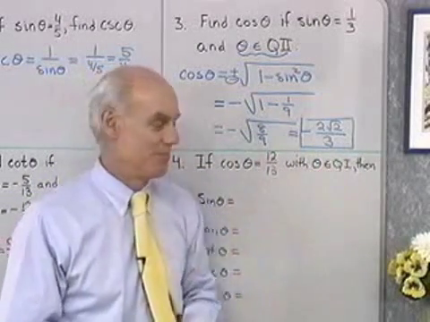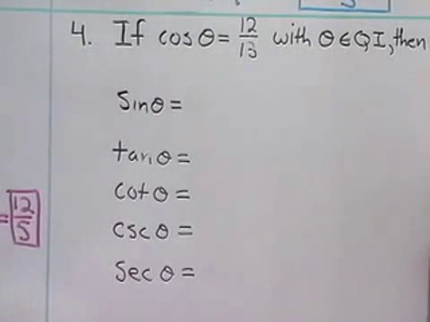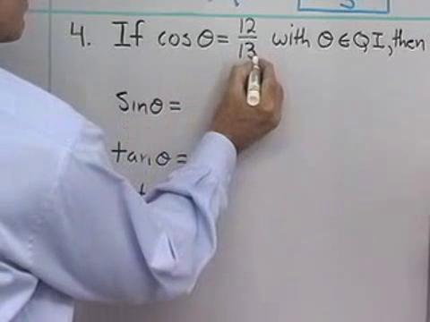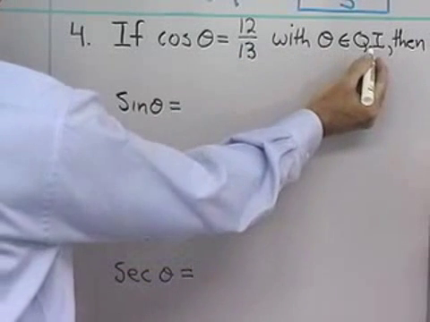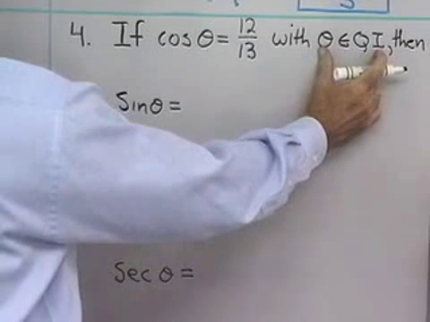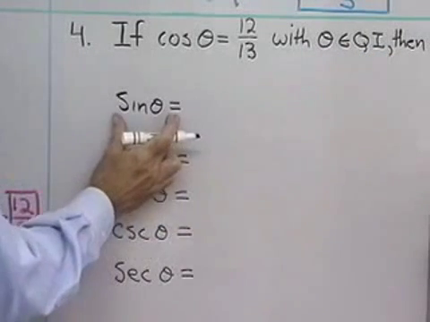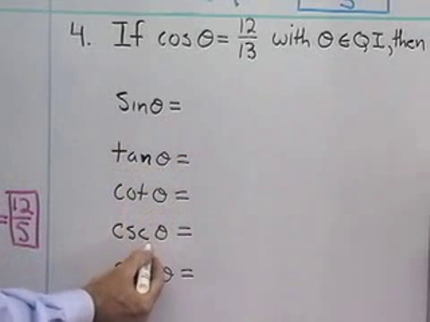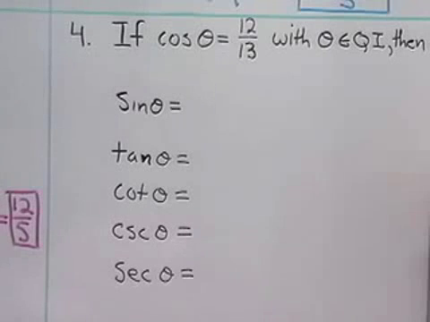Here's our next problem. If cosine theta is 12/13, let's make sure you can read that, 12/13, and theta terminates in quadrant 1, well, that's good. That means that all 6 trig functions are positive because we're in quadrant 1. Then let's find sine theta, tangent theta, cotangent theta, cosecant theta, and secant theta.